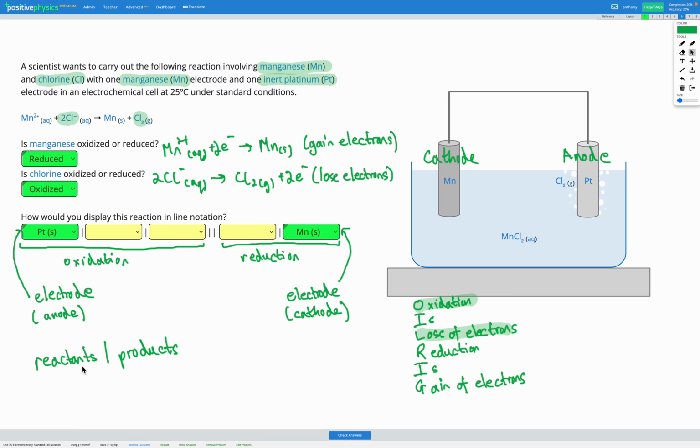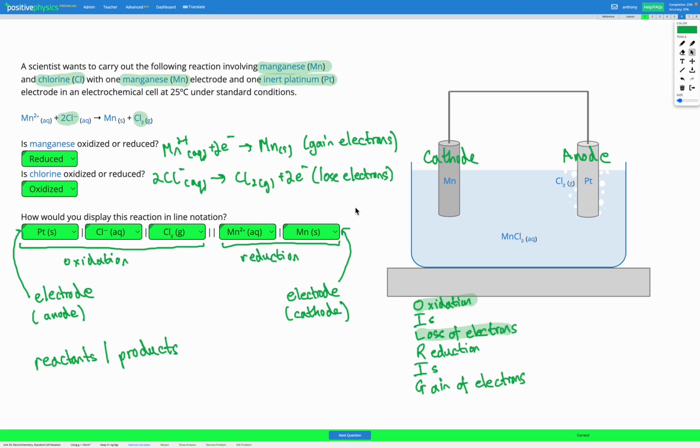Then we have our reactants and then our products in each half cell. So in the chlorine half cell where oxidation is happening, we've got our anode first, then our reactants and then our products. We can see from our equation our reactants are the Cl- ions in solution, and our products are the Cl2 gas. Then in our reduction half cell for manganese, we're starting out with Mn2+ ions as our reactant, and we're ending up with Mn solid as our product, which is also the electrode.